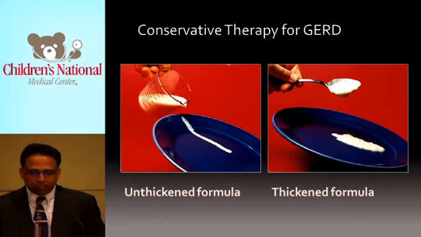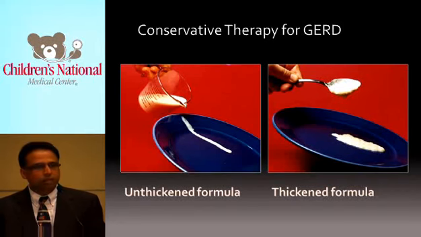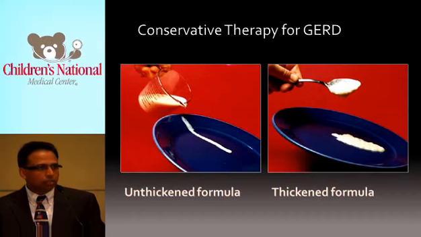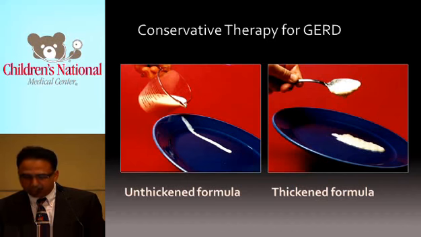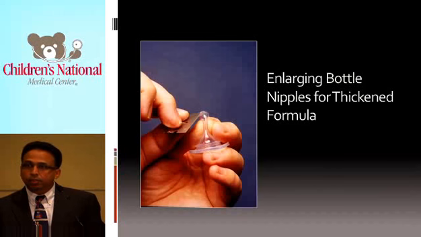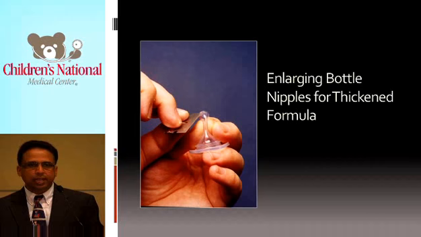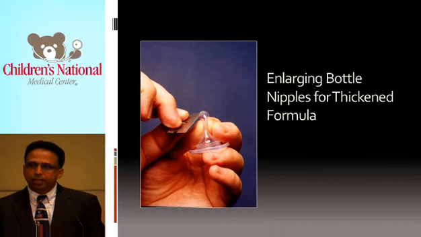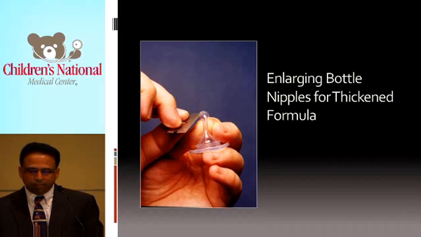Thickening the feeds is a double-edged sword as a reflux treatment, because this is an example of an unthickened formula that flows down. However, the recommended dose for thickening of the formula is adding 1 tablespoon of rice cereal to each ounce of the formula. So really the way you know that you have thickened the formula is if it looks like this, which is pudding, and you have to cut the nipple for it to flow. So if your parents are not doing that, then they are not thickening it adequately. The reason it is a double-edged sword is because thickened formula will reflux less, however, it will delay the gastric emptying, so you may still continue to see reflux episodes.